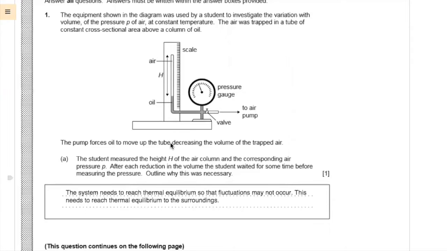The student measured the height of the air column and the corresponding air pressure. After each reduction in the volume, the student waited for some time before measuring the pressure. Outline why this is necessary.